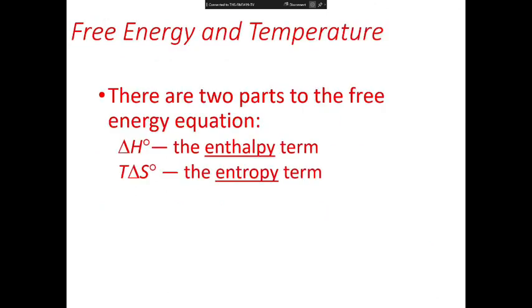Two halves to that equation. Again, this is what delta G puts together. The delta H term is what we call the enthalpy term. So the enthalpy term is where we're going to decide, okay, is it positive and endothermic, or is it negative, which is exothermic? And then the T delta S all together, we call that the entropy term.